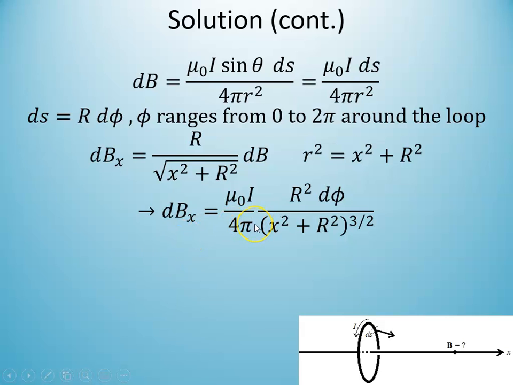So again, we need to add up all of those angles. And again, we already plugged in for the fact that we just want the x component. In other words, dB sub x is equal to dB times sine of phi, where sine of phi again is big R over the square root of x squared plus r squared.